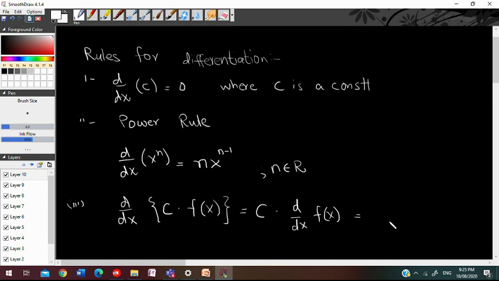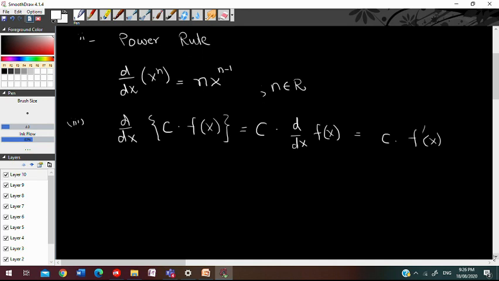When we apply the differentiation, we simply get c times f prime of x, the derivative of the function. When we take a function, we change it according to these rules.